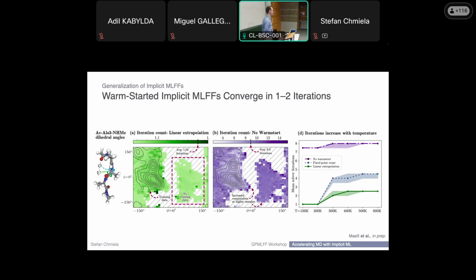Now, this is another test. So what happens if we increase the temperature in our simulation? Obviously, the conformations that we visit become more diverse, which means that it will be more difficult for the network to compute those answers, and we can observe that indeed the network spends more iterations when we increase the temperature to get the answer. It's still going to be accurate. And again, if we apply warm starting, we can lower the number of iterations in all of those cases for different temperatures.